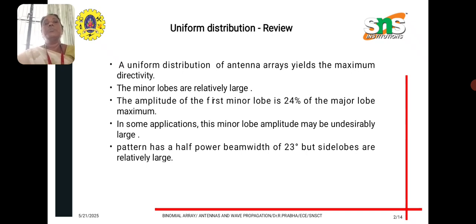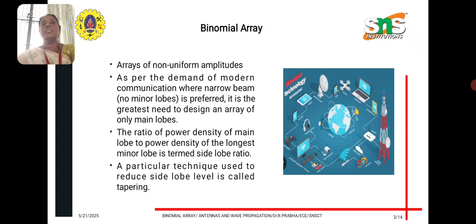The amplitude of the first lobe is 24% of the major lobe maximum. In some applications this minor lobe amplitude is desirable, and the pattern has a half power beamwidth of 23 degrees, but side lobes are relatively large. Because of this reason we are going for binomial array.